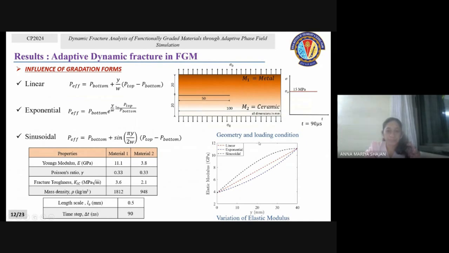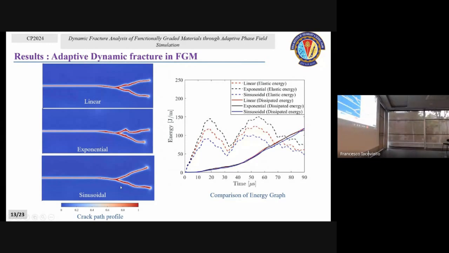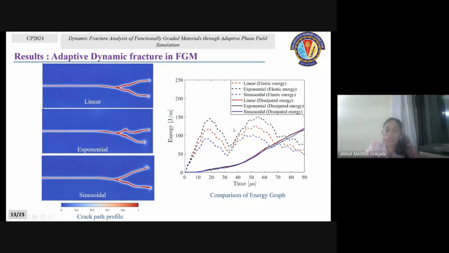And this is how the crack is propagated at the final load step, till 90 microseconds. The specimen is subjected to traction load. And here we can see that till the branching happens, you will have a similar crack pattern. Once the branching happens, you'll have a different kind of crack profile, which shows the importance of the correct gradation form. And here also we can see that for the exponential, we will have a higher elastic energy.